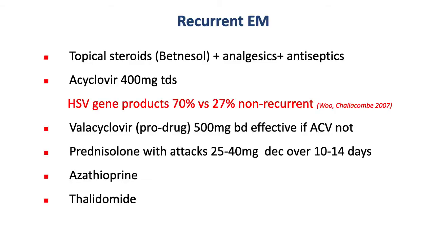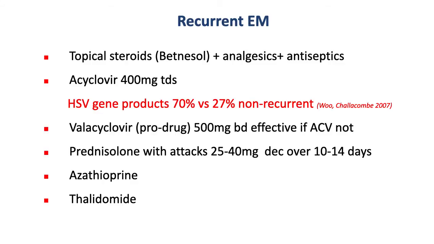In terms of treatment, topical corticosteroids are always implemented with analgesics and antiseptics. Then we'll add in, if we've confirmed HSV positive serology and the patient's having recurrent herpetic episodes, acyclovir, 400 milligrams 2 or 3 times a day. This study here showed that in patients with recurrent EM, 70% of them had gene products present in their ulceration.